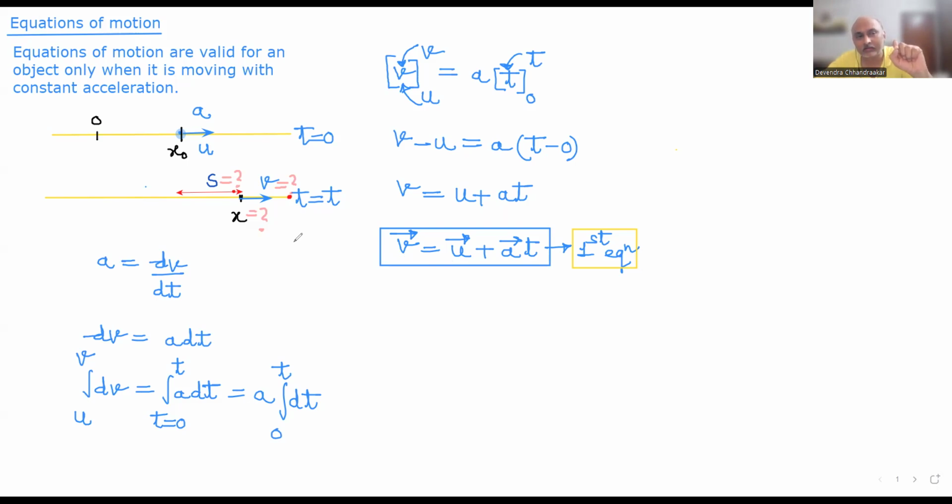When are the equations of motion valid? When the object is moving with constant acceleration. Is it understandable, children?